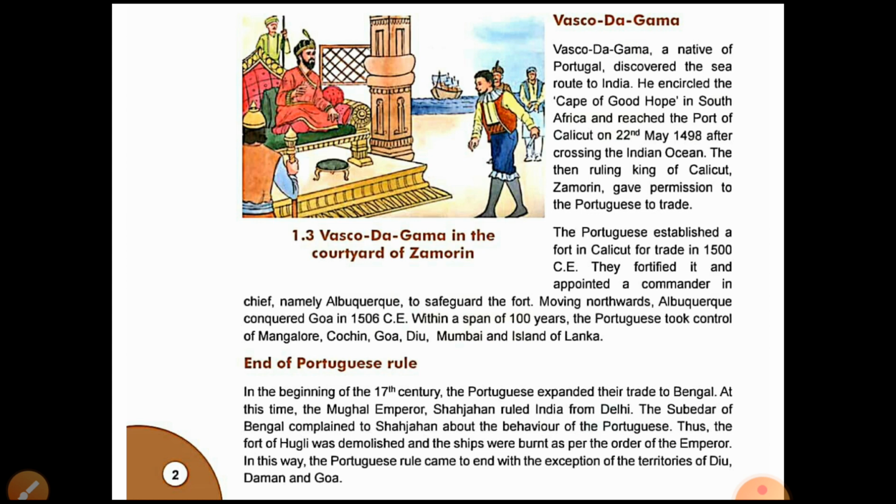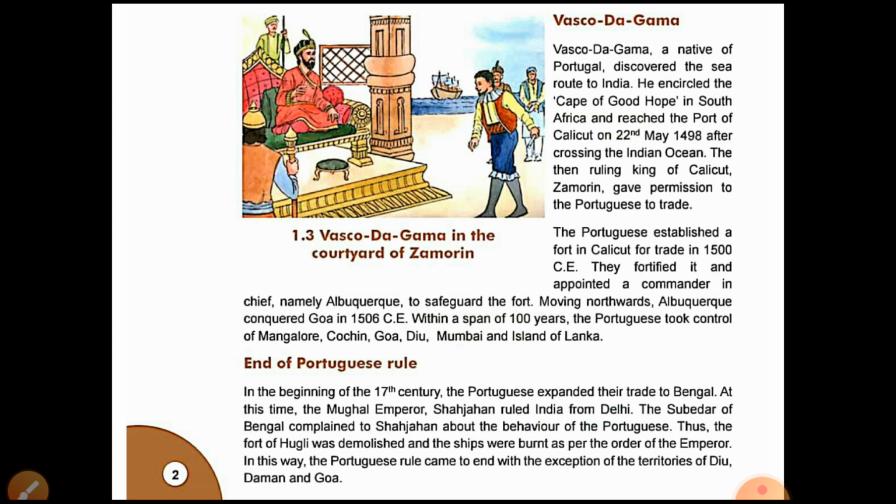At this time, the Mughal Emperor Shah Jahan ruled India from Delhi. So while the Portuguese were ruling over the southern part, at the same time, Mughal Emperor Shah Jahan ruled India from Delhi. The Subedar of Bengal complained to Shah Jahan about the behavior of the Portuguese. Subedar means the leader or the Nawab, who complained to Shah Jahan about the behavior of the Portuguese.